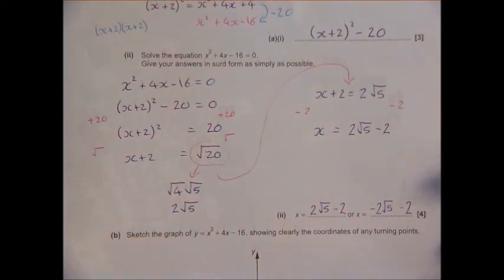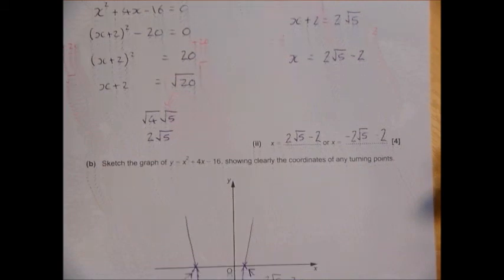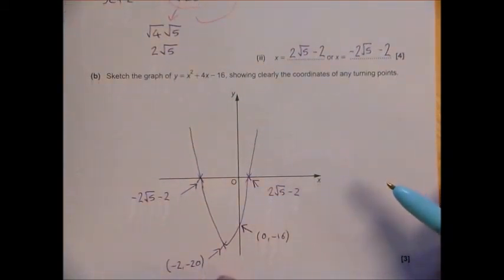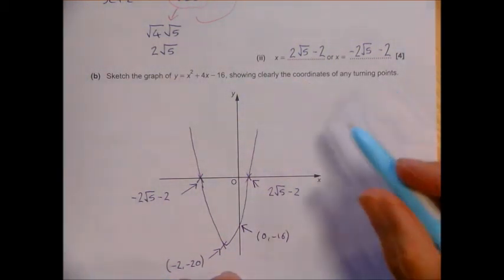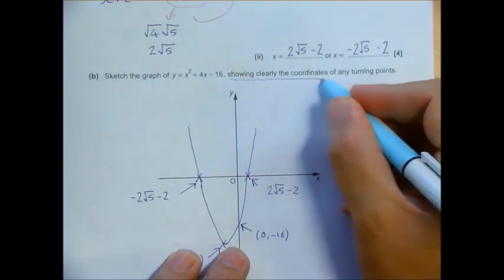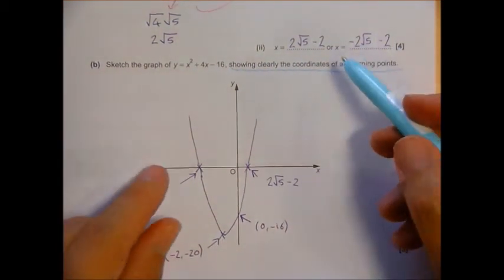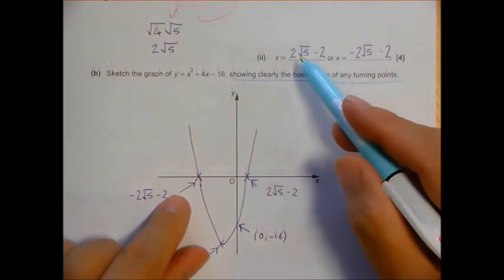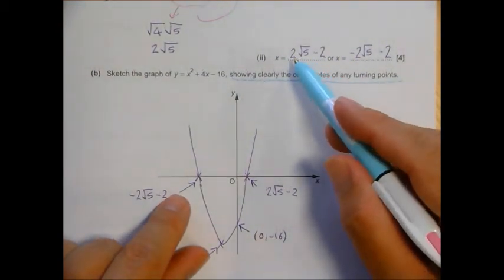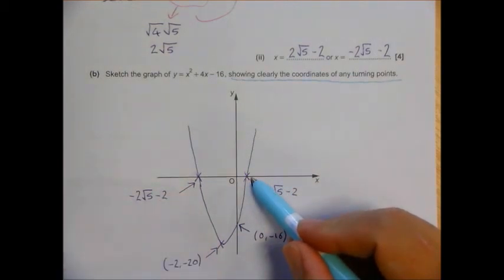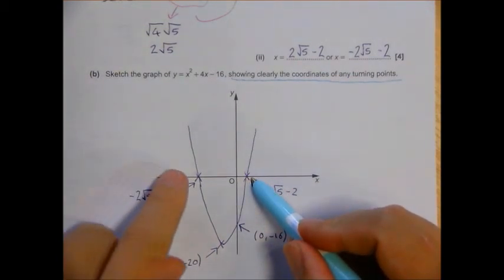If you're good at your algebra, that's not too bad, but it is a fiddly one. It might take a little bit of time to get it done. Now, underneath it says sketch the graph of y equals x squared plus 4x minus 16, showing clearly the coordinates of any turning points. I'm going to underline that because some people just sketch it and they don't get any marks. 3 points for this. So, first things first, we have solved this equation. So the values of x are 2 root 5 minus 2, which is there, and it is negative 2 root 5 minus 2, which goes here.